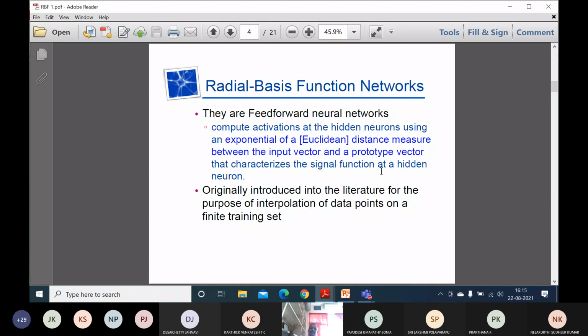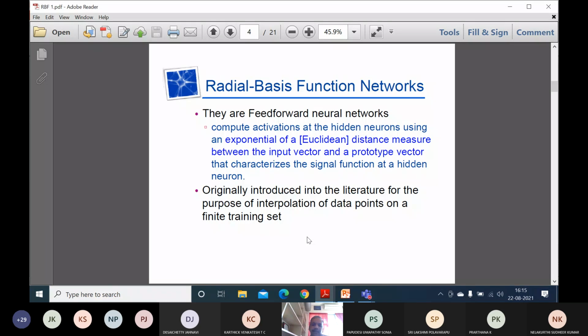We calculate the Euclidean distances, one with respect to the input vector and the other with respect to the prototype vector that characterizes the single function of the hidden neuron. Originally this RBF was introduced into the literature for the purpose of interpolation of data points. Interpolation is nothing but where I can segregate or divide one pattern from the other pattern. For that purpose only.